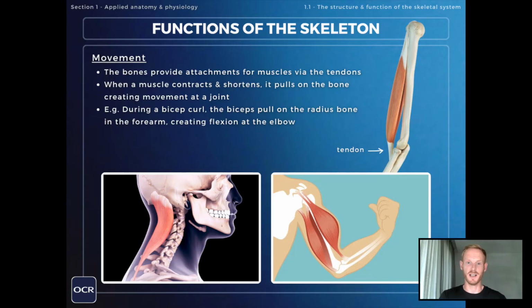The next function of the skeleton is movement. So the bones provide attachments for muscles via the tendons, tendons being pieces of connective tissue which connect muscles to bones. When a muscle contracts and shortens, it then pulls on the bones via the tendons, creating movement at a joint. Example: during a bicep curl, the biceps muscle pulls on the radius bone in the forearm, creating flexion at the elbow.